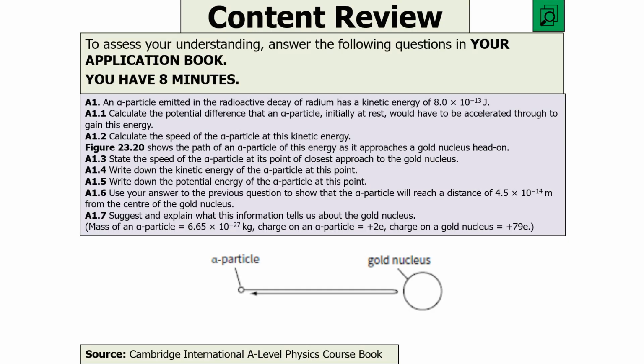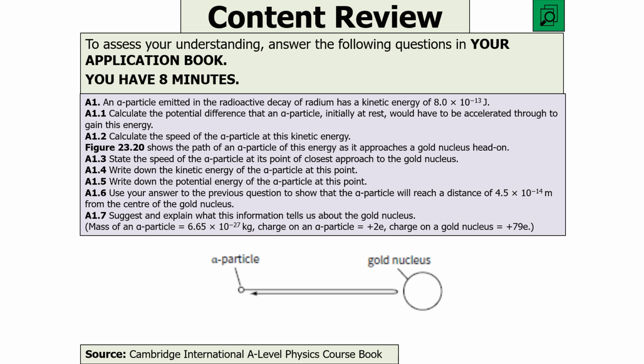So this question says an alpha particle emitted in the radioactive decay of radium has a kinetic energy of 8 times 10 to the minus 13 joules. Calculate the potential difference that an alpha particle initially at rest would have to be accelerated through to gain this energy. Calculate the speed of the alpha particle at this kinetic energy.